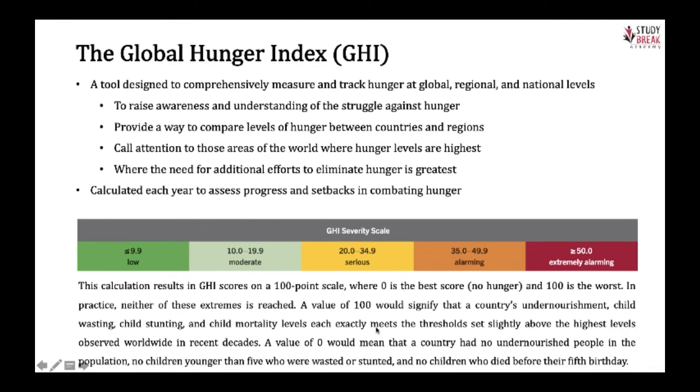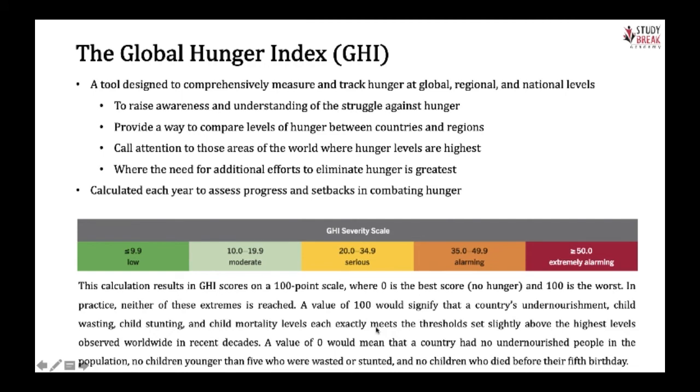GHI is the Global Hunger Index. GHI is a severity scale, so you can see that scale here. Less than 9.9 is low hunger. 10 to 19.9 is moderate. 20 to 34.9 is serious. India falls here in the serious category. 35 to 49.9 is alarming, and anything above 50 is extremely alarming.